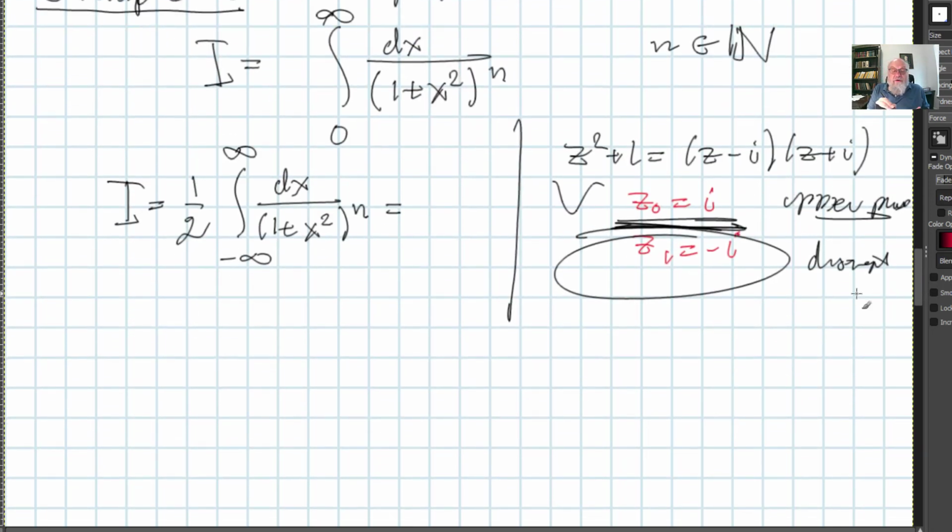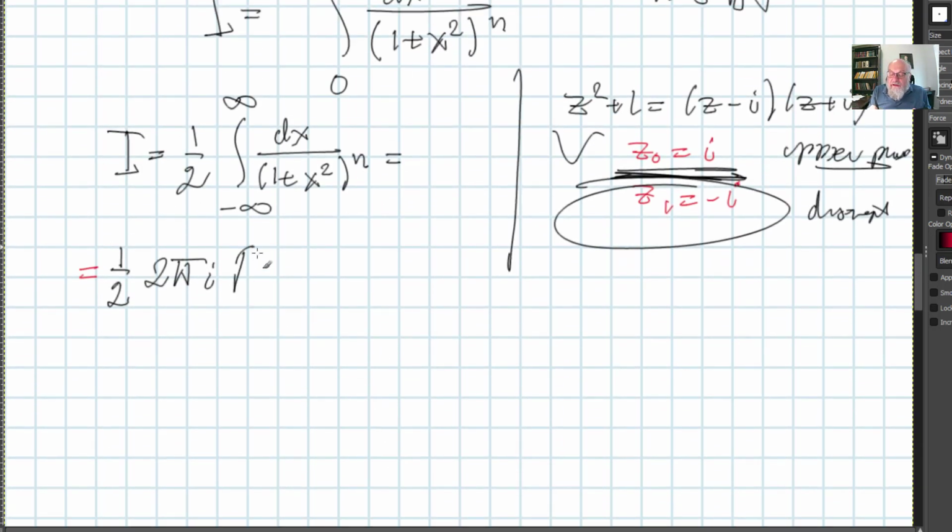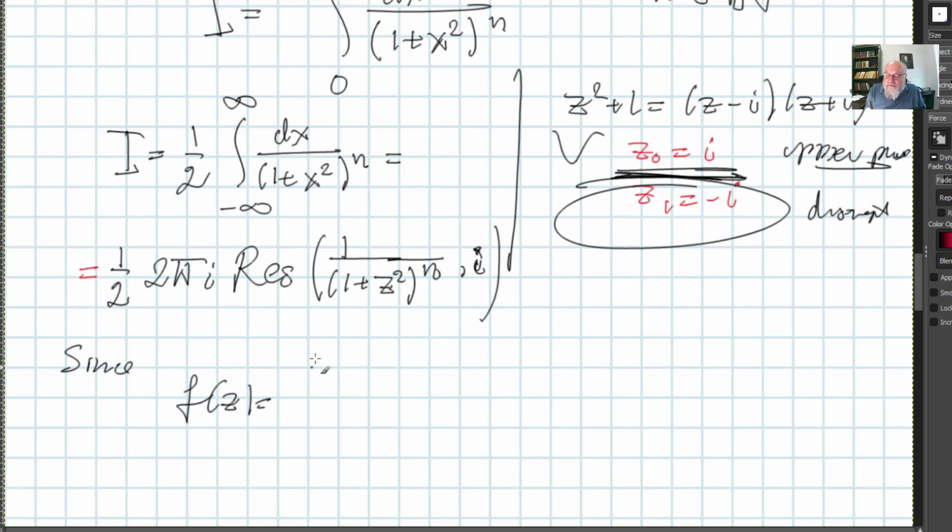So that integral will be equal to 1/2 times 2 pi i, like it is in the formula, and there is only one residue, so put it like this: the residue of the function 1 over (1 plus z squared) to the power n at the point i. So this would be the answer. This is the answer. So what is the task? We need to compute this residue. So now you can write it down, since the function f(z), this is our function, which is equal to 1 over (z squared plus 1) to the power n, is the same as 1 divided by (z minus i) to the power n, times (z plus i) to the power n.